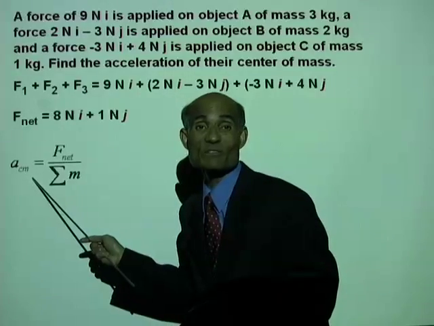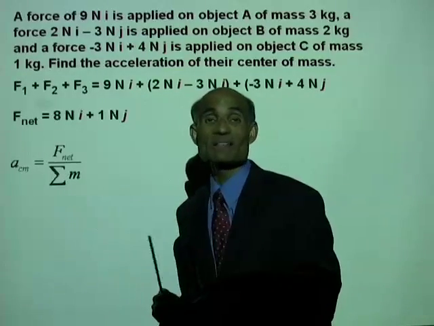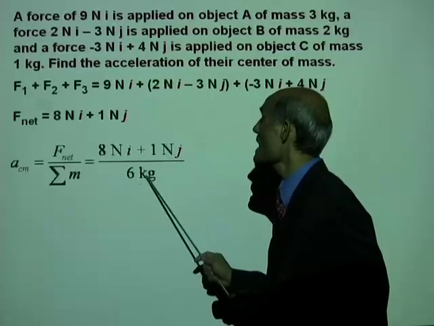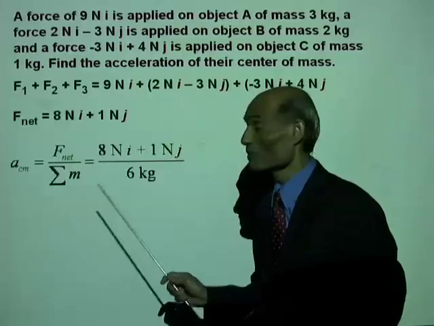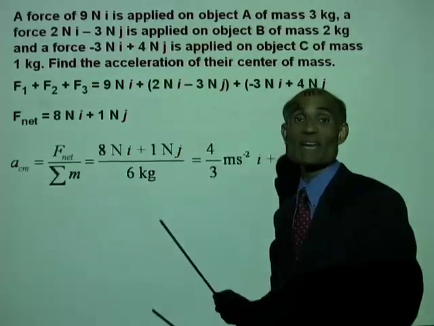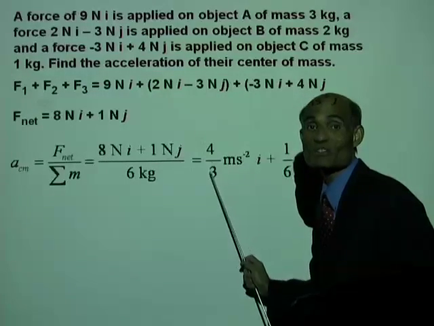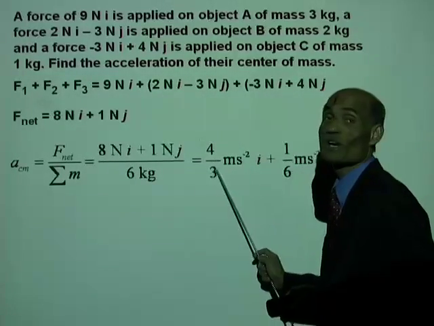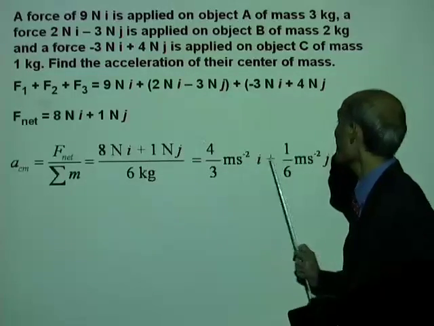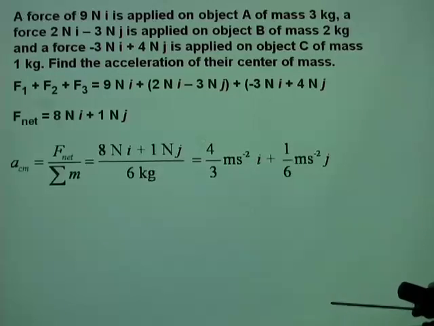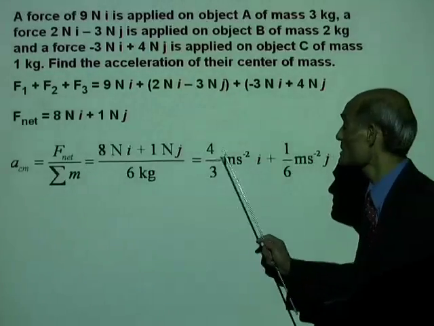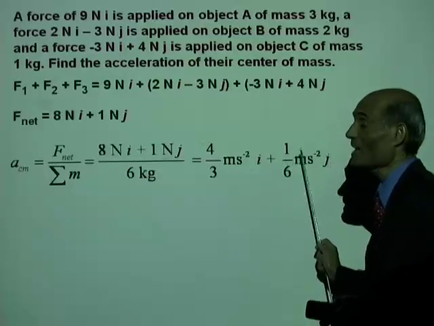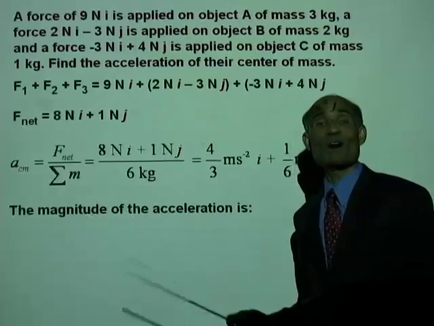Therefore, acceleration of the center of mass is the net force divided by the sum of the masses. That is 8 Newton I plus 1 Newton J divided by 6 kg. In other words, this acceleration has an x component and a y component. What is the acceleration along the x direction? It is 4/3 meter per second squared I. So 8 over 6 I is 4/3 meter per second squared I plus 1 over 6 meter per second squared J. So, the acceleration of these three objects is given by this quantity, which consists of an x component and a y component. What is the magnitude of this acceleration?